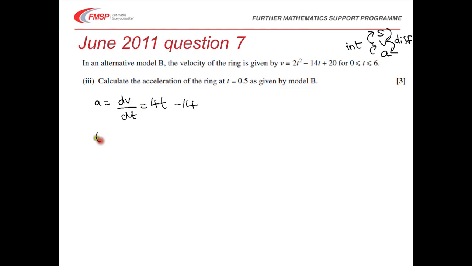Now we're asked to find it when t is 0.5, so it's 4 multiplied by 0.5 minus 14, and that works out to be minus 12 in this particular model.